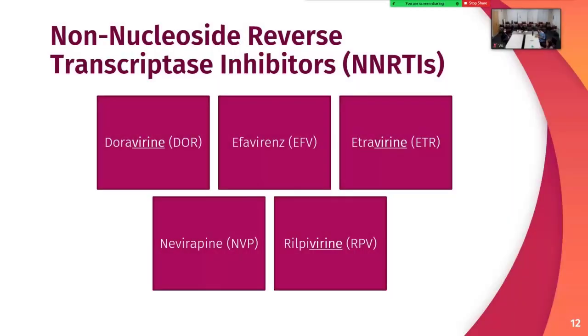Moving into our non-nucleoside reverse transcriptase inhibitors, our NNRTIs, that's going to be doravirine, efavirenz, etravirine, nevirapine, and rilpivirine. I tried to underline some certain ways that could help you remember which drug class it belongs in, so a lot of our NNRTIs end in virine.